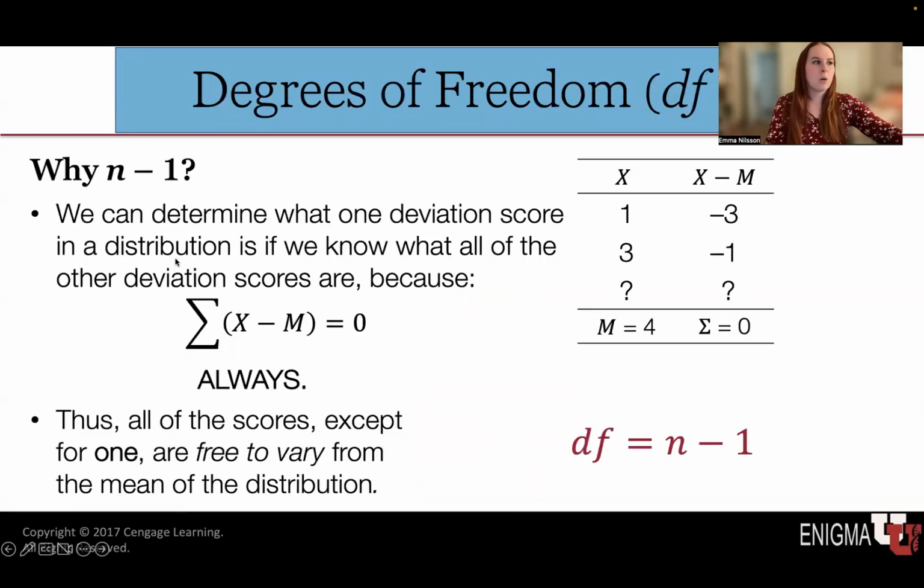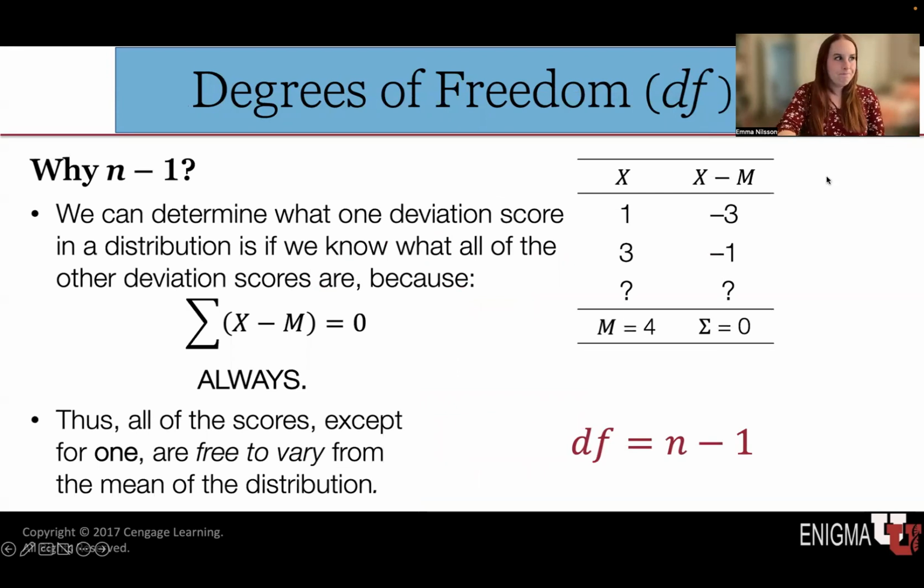Let's talk a little bit more about why n minus 1 is an appropriate assumption to make when we're calculating unbiased statistics. The reason for this is involved with this topic called degrees of freedom. Let's say that we have a data set that looks like this. We know that one value is 1, one value is 3, but we don't know what the last value is. However, we know that the mean is 4.